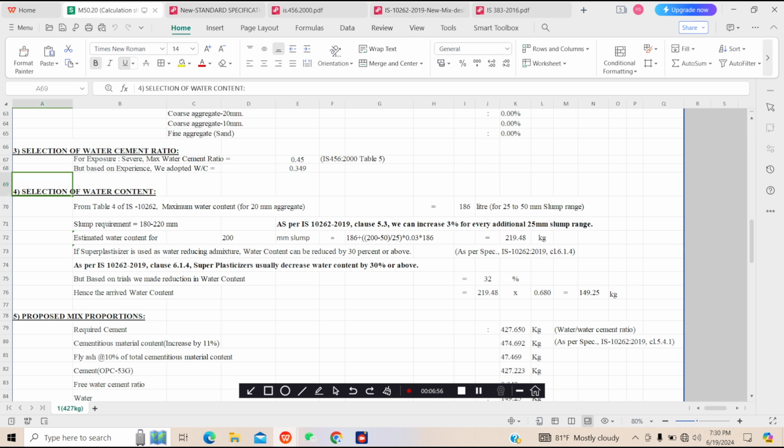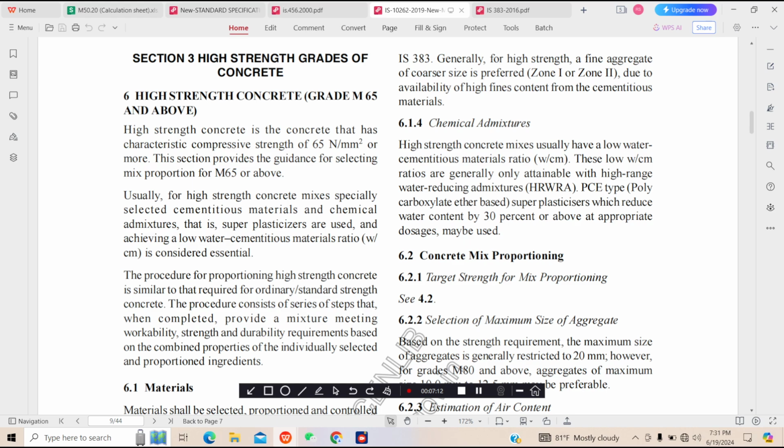Now we will go to the fourth step. Here we will go for the selection of water content. So for the selection of water content, we will see table 4 of IS 10262. Yeah, I will show you the IS 10262 table 4.